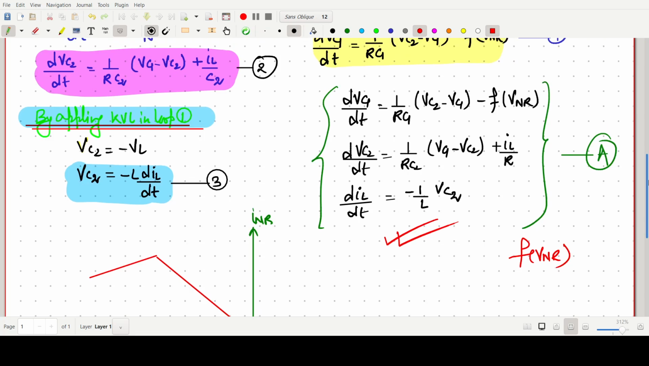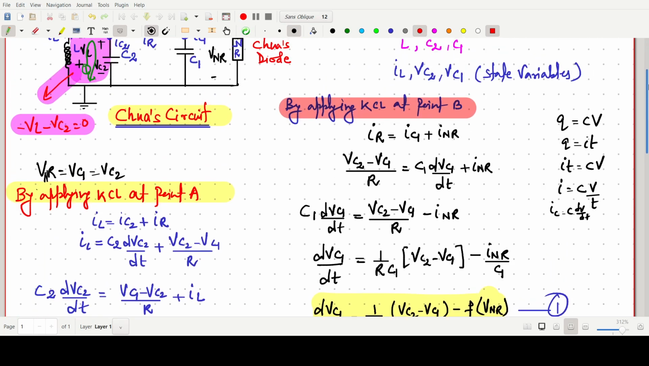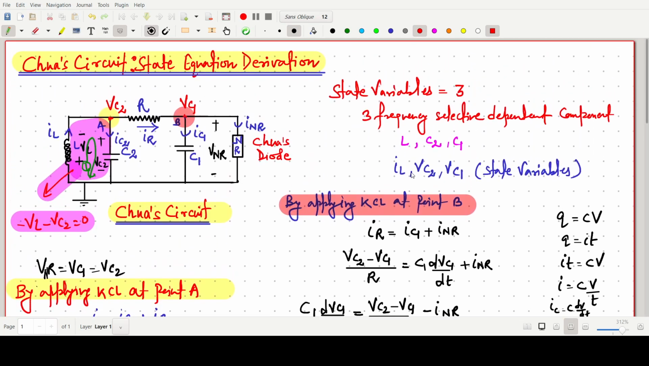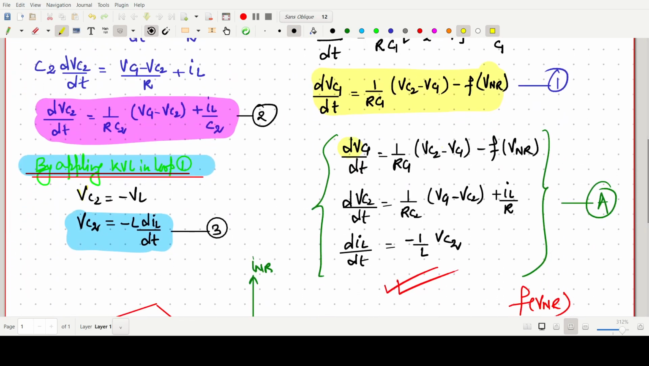So this is all about the Chua circuit. Simply the analysis, the state equation derivation for the Chua circuit. In this one, the variables are these three state variables, that you have to be very careful. And the components are L, C1, C2, three frequency selective components. So state variables will be three, so three differential equations will be there. So we are getting the first equation, second equation, and finally the third equation like this.